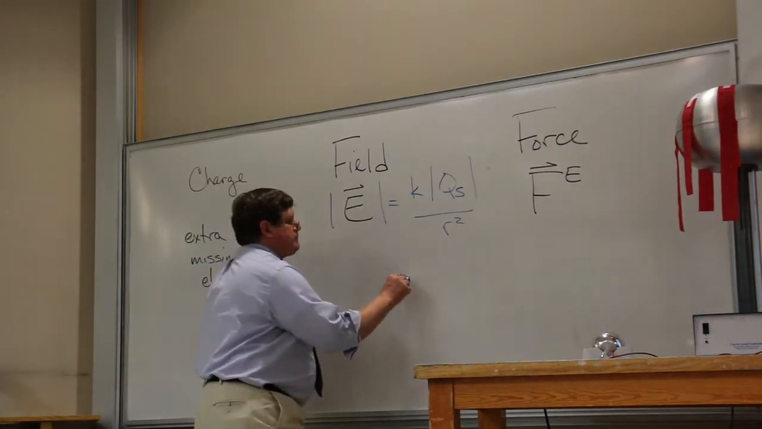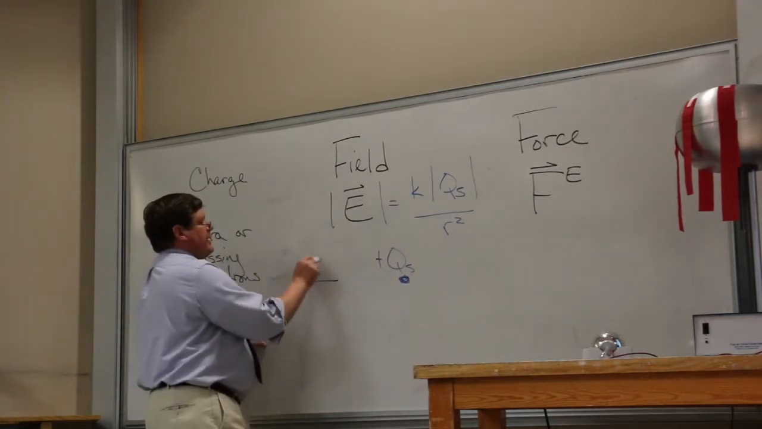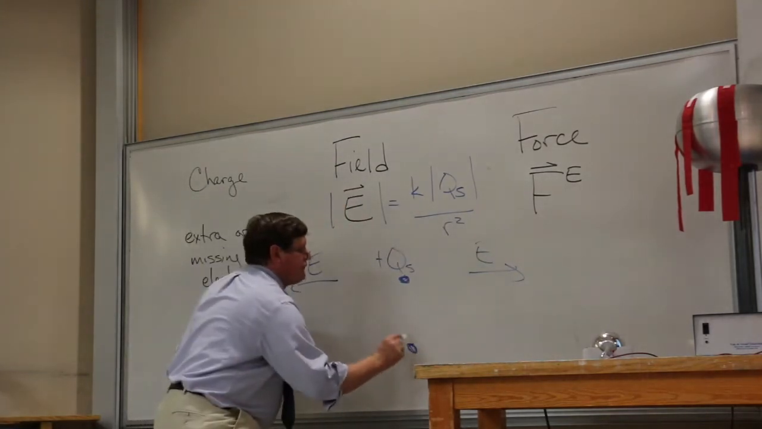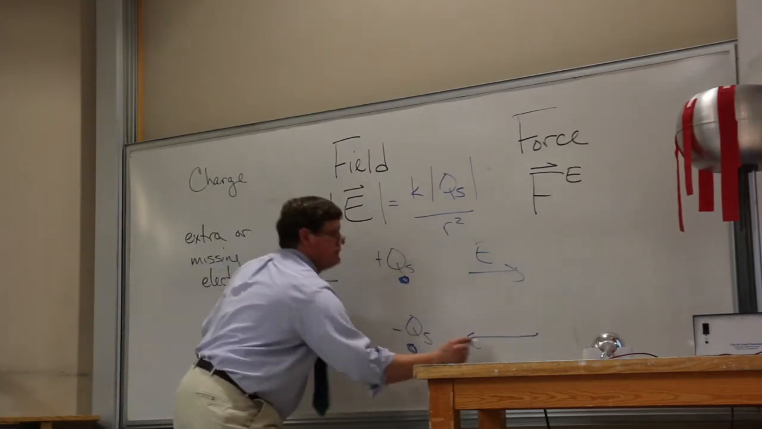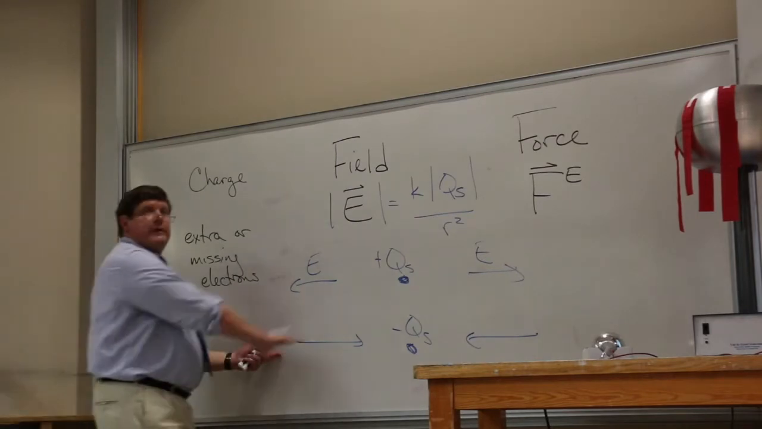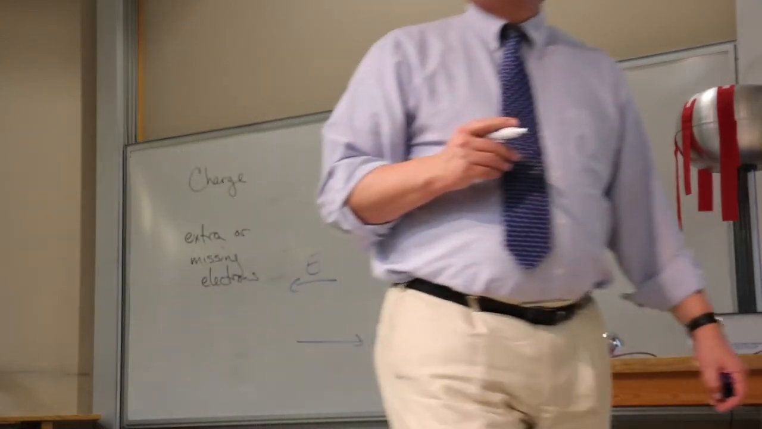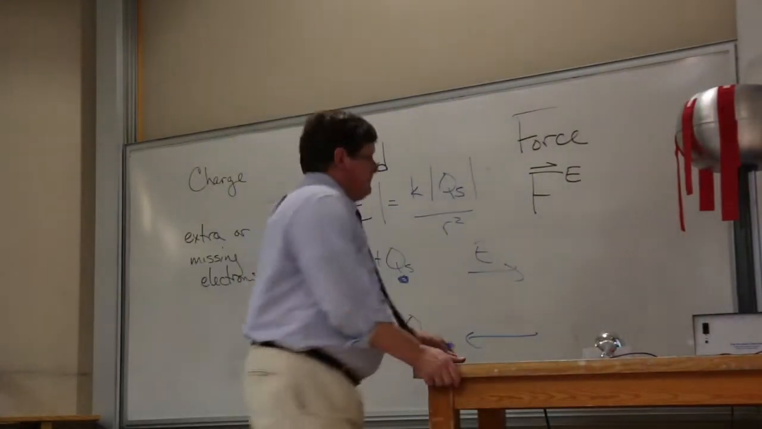And then, if you have a positive source, the electric field is going to be away. And if you have a negative source, the electric field is going to be towards. Okay, if you're over here, towards means to the right. If you're over here, towards means to the left. Towards means towards. Okay? You find the magnitude with that formula, and then you use this: away from a positive source, towards a negative source. Okay?